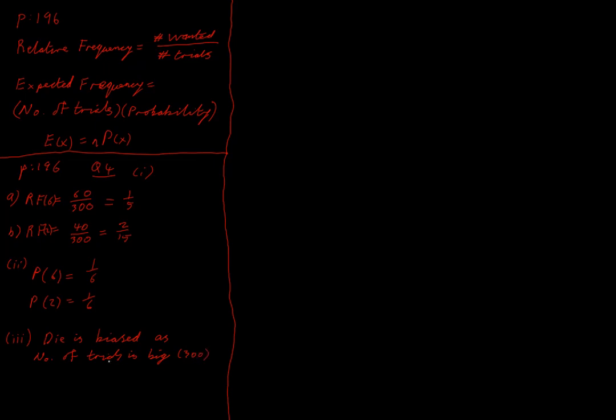Do I know that running lots of trials is important for my experimental probability to be accurate? If I only rolled that die 10 times, I haven't done enough experiments to have a good picture of what the probability of each outcome is.